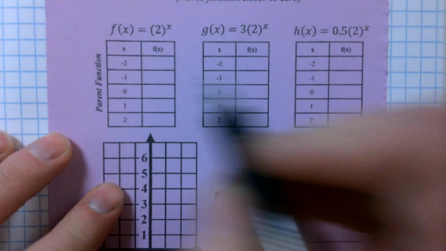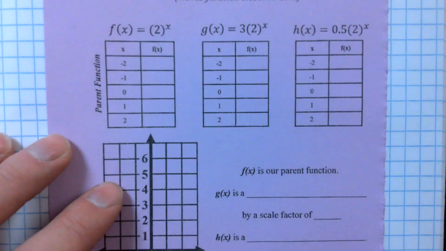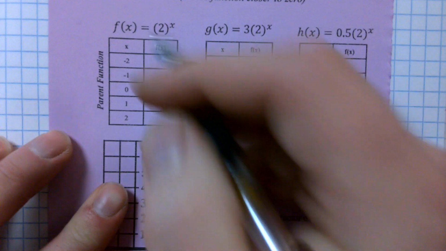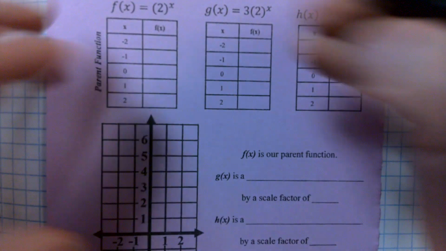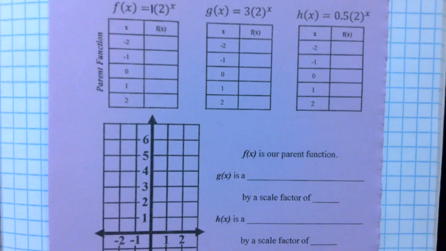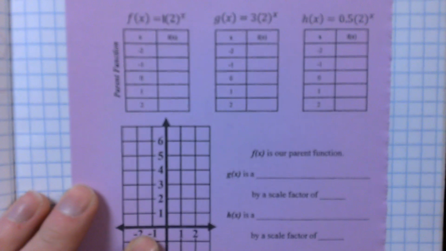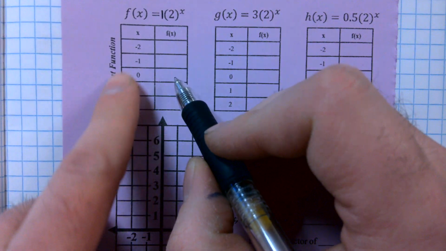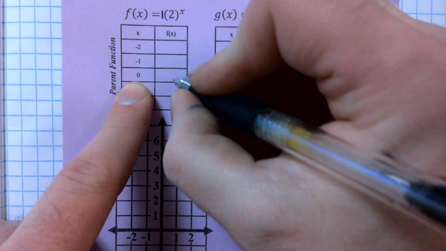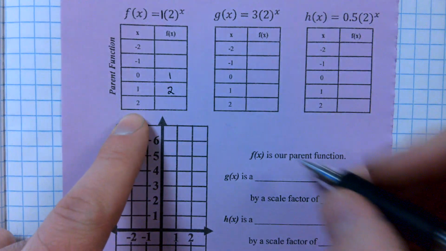We got 3 functions here. My parent function, f of x, is equal to 2 to the power of x, okay? Now, what's the invisible number in front of this 2? What's my a value here? 1. Okay, again, we're doing this in black or in pencil. If I were going to evaluate this parent function at 0, what would my output be? It would be 1. If I plug in a 1, I end up with 2. If I plug in a 2, I end up with 4.